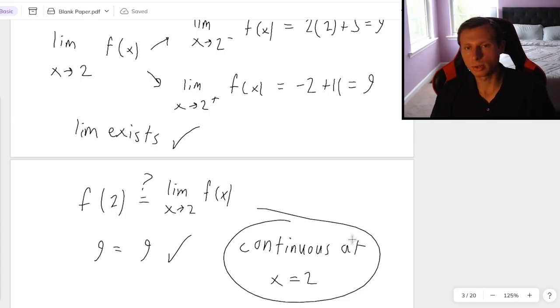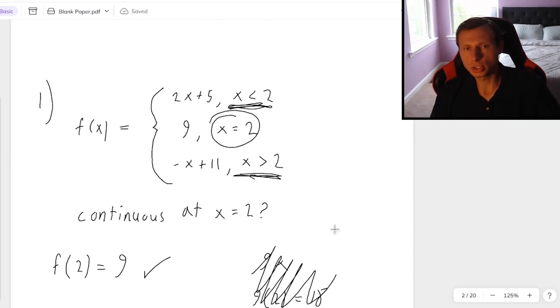One thing you might be wondering right now: couldn't you have just plugged in 2 into all 3 of these piecewise functions, and if they all equaled the same number, then it's continuous? And if any one of these three were different, like let's just say this middle one was a 5 instead, then it's not continuous. Do I really have to go through all these steps? I'm going to tell you yes and no.